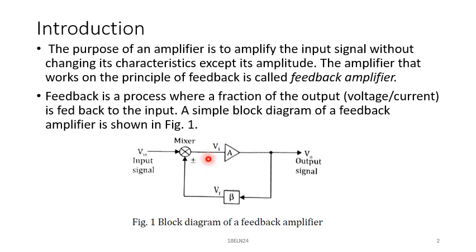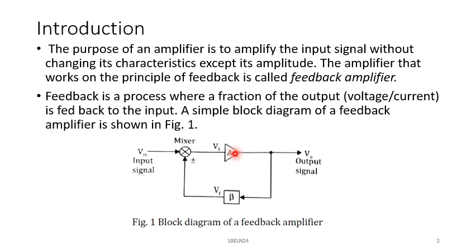Basically there are two types of feedback. One is negative feedback, the other is positive feedback. Negative feedback concepts are used in amplifiers, whereas positive feedback concepts are used in oscillator circuits. The difference is that in negative feedback, the input signal and the feedback signal are out of phase, so there will be a difference between the input signal and the feedback signal. Whereas in positive feedback, input and feedback signals are in phase, so they will be added by using this mixer block.